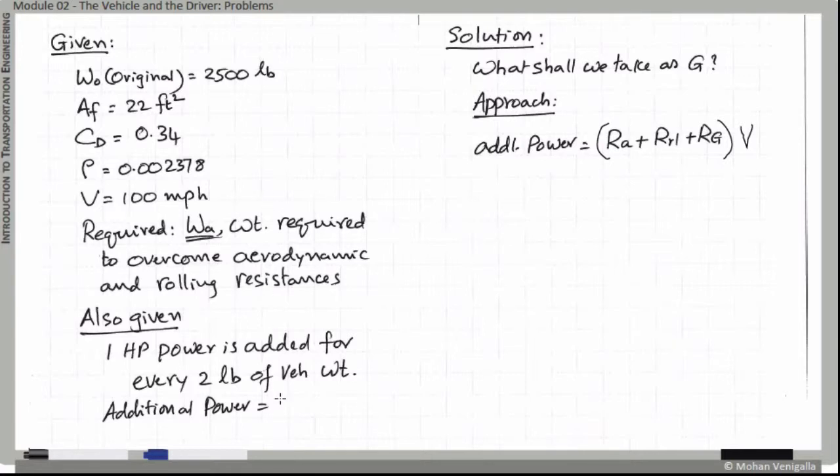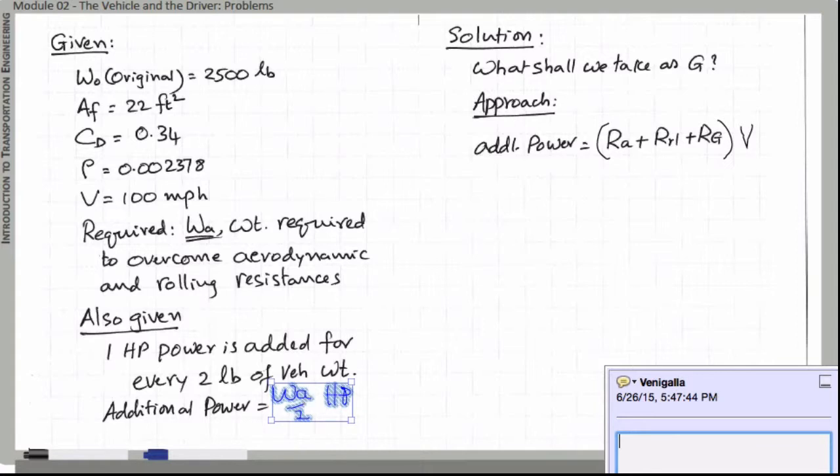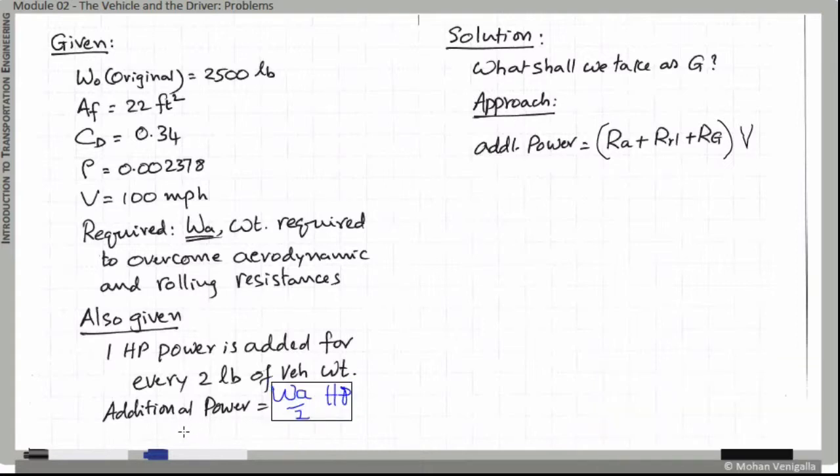Let me bring in what we just entered in the previous screen: WA over 2 horsepower. If you want to convert horsepower into lb-feet per second, you multiply by 550. So this is equivalent to WA over 2 times 550 lb-feet per second. Hold on to that for a second. Now the grade is not given, so let's take the grade as 0 and work this out on level ground.